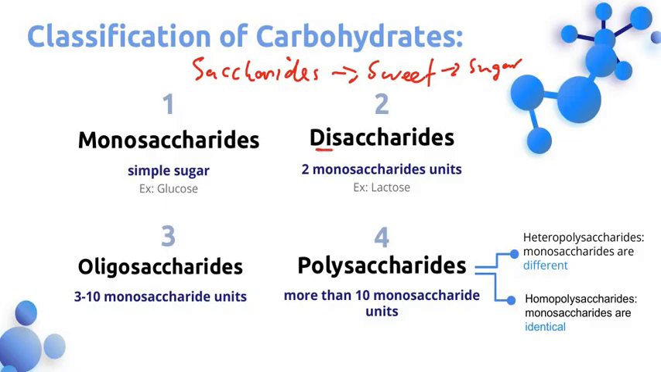Disaccharides, meaning you have 2 monosaccharide units combined. They form what? They form a disaccharide. Then oligosaccharides: you have a chain of 3 to 10 continuous monomers, or rather monosaccharides. They produce these oligosaccharides. Then a polysaccharide is when you have 10 or more units of what? Of monosaccharides joined together.